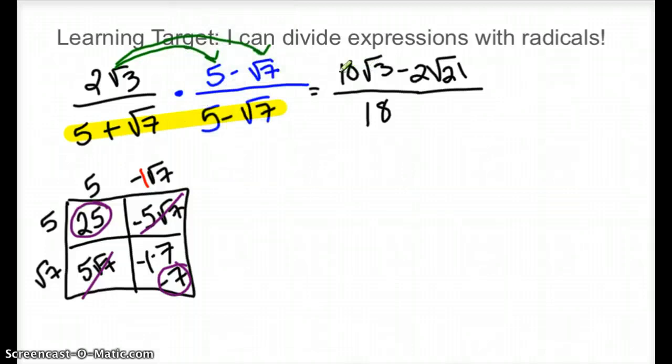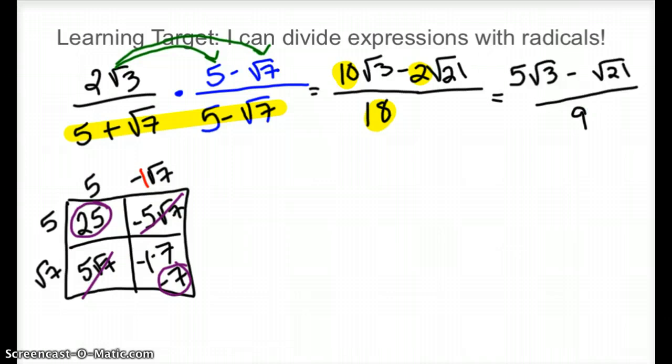Now, here's the deal. Take a look at the 10, the 2, and the 18. What can you tell me about those numbers? Hopefully you're telling me they're all divisible by a 2. So divide out the 2, and here's what it should reduce to. Remember, there's understood to be a 1 there, but I really don't have to write it, because 2 divided by 2 is a 1. So this would be my final for division.